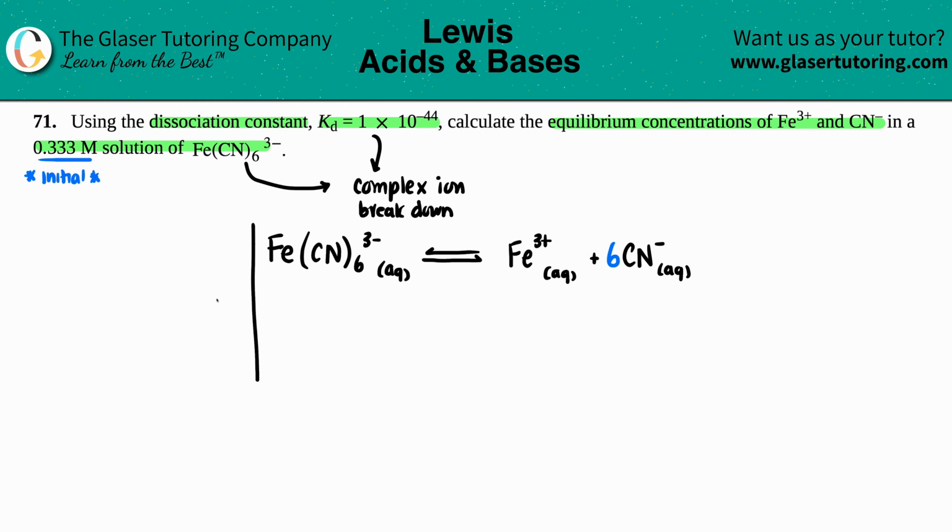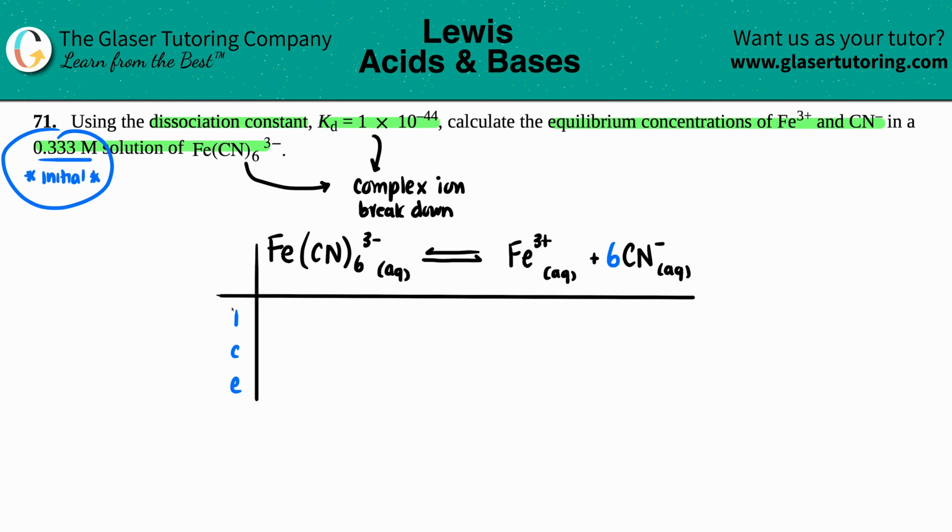Let's just draw the line. Maybe I'll bring this down a little bit. That's good. And then we'll say ICE. Okay. So I stands for initial. The only thing that they told us was that we're starting off with 0.333 molarity of the complex ion. So that's over here, 0.333. They did not state that we had any Fe3+ or CN-, so 0 and 0.